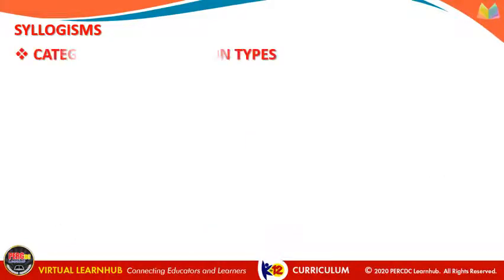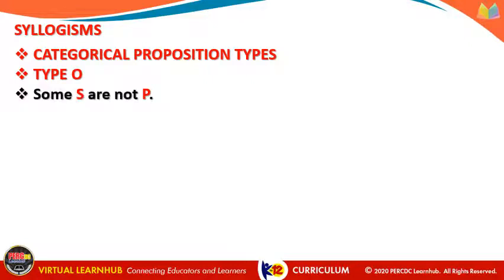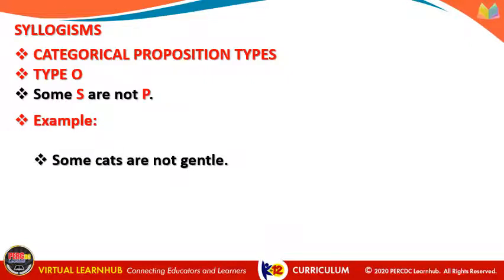Lastly, we have type O propositions. Type O propositions follow the form some S are not P. As an example, we have this one: some cats are not gentle. The subject of this proposition is cats and the predicate is things that are gentle.